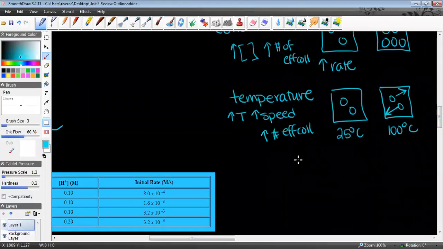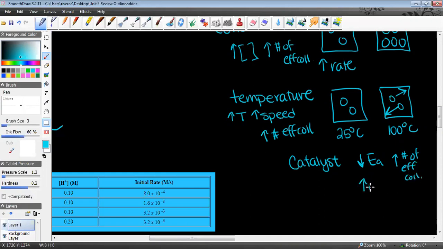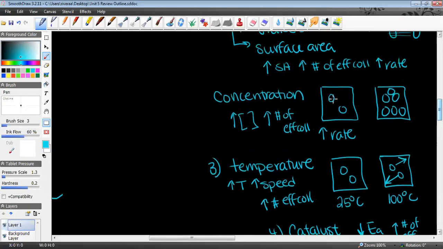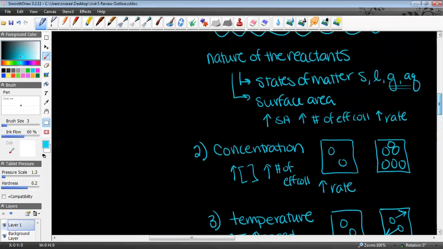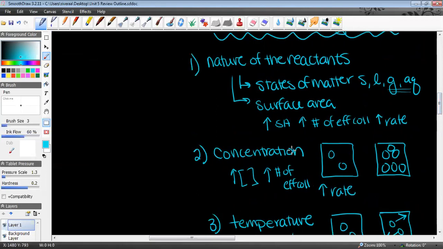And then the last factor affecting the rate would be catalysts. And a catalyst will lower the activation energy. And if you reduce that energy barrier, now more of your collisions will be able to overcome that barrier. So when you decrease the activation energy, you are going to increase the number of effective collisions and thus increase the rate. So those are our 4 factors: catalysts, temperature, concentration, and states of matter.